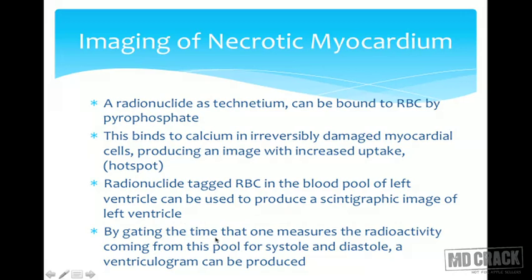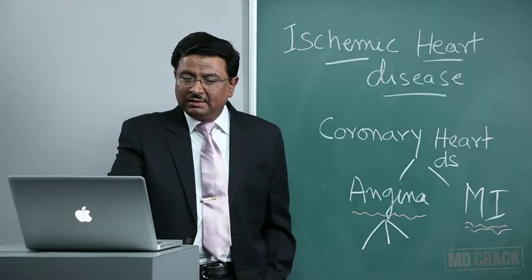By gating the time that one measures the radioactivity which is coming out of this pool for systole and diastole, a ventriculogram can be produced. What are the other forms of stress testing?